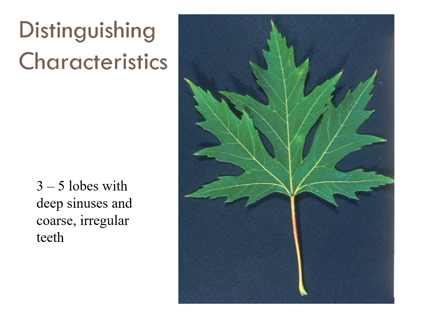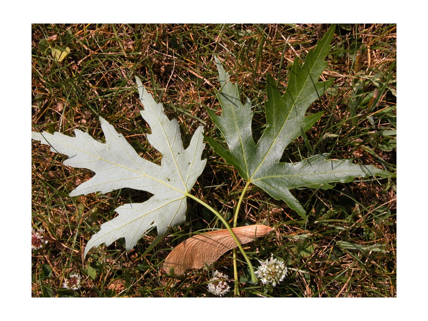So what does it look like? Three to five lobes, very deep sinuses, coarse, irregular teeth. The back side of the leaf is silvery, hence the name. And there's half of a samara there, or one of the paired samara, at the bottom of the picture.